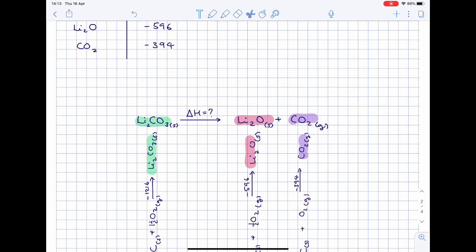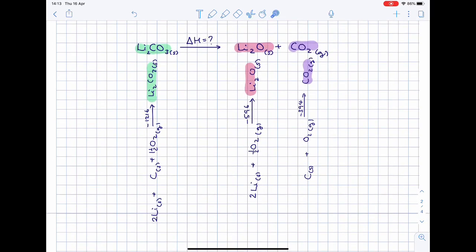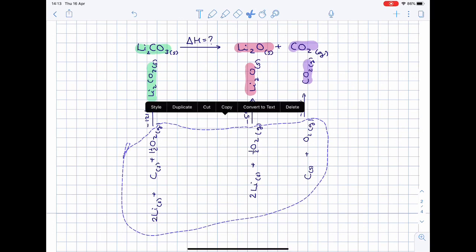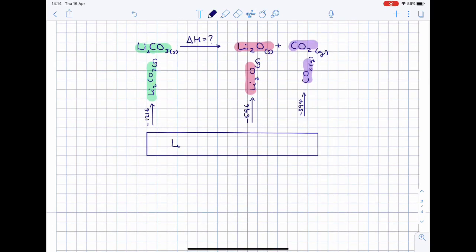So what you notice now, on this side of these arrows, I have the elements that form these substances. So I've got lithium, I have carbon, I have oxygen. So I'm going to just group these elements into a box. So I'm just going to get rid of this and put these elements into a box. So they were lithium, carbon and oxygen.